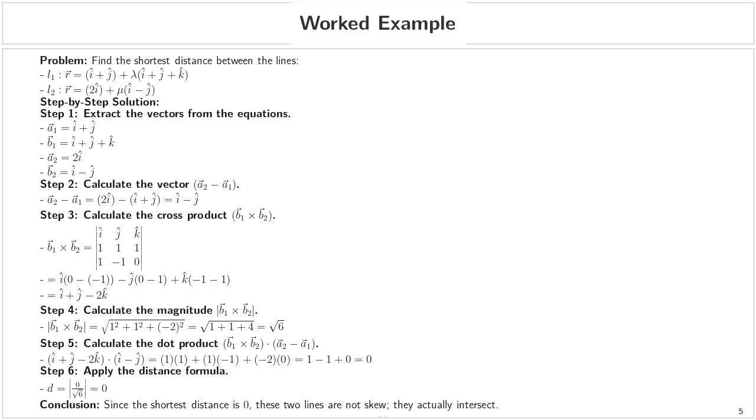Because our calculated shortest distance is exactly 0, it tells us something very important. These two lines are not actually skew. Since the distance between them is 0, it means the lines actually intersect at a single point. This is a great reminder to always check your final result, as we will discuss in our next slide on common mistakes.